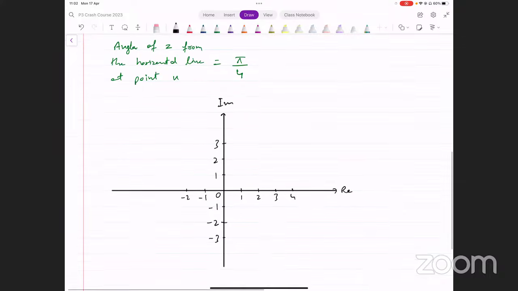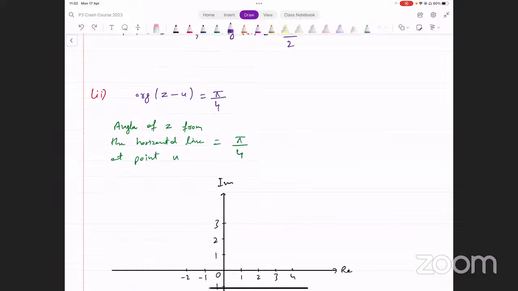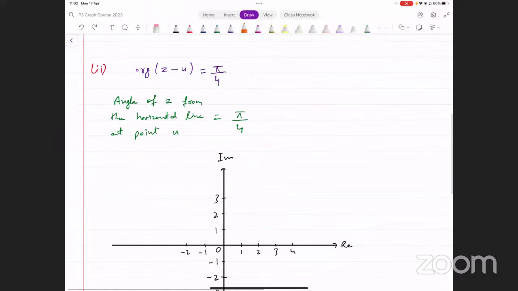Now, first of all, you have to mark that point u. We found u in the first part. u is equal to -3i. Let's write that down here on the side. u equals -3i. We know that from the first part.